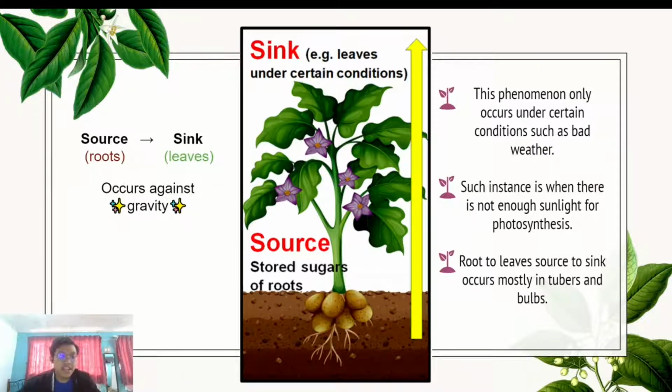When the source is the roots and the sink is the leaves, it occurs against gravity, and this phenomenon only occurs under certain conditions such as bad weather. Such an instance is when there is not enough sunlight for photosynthesis to occur. The roots to the leaves, source to sink, occurs mostly in tubers and bulbs, like the picture here below of a potato plant.